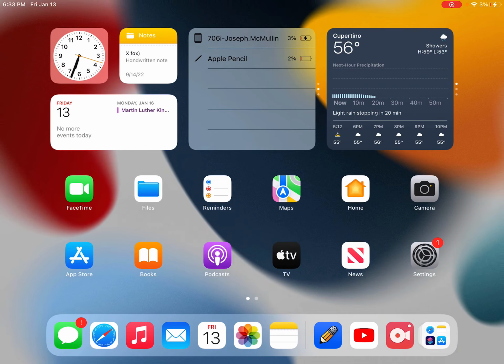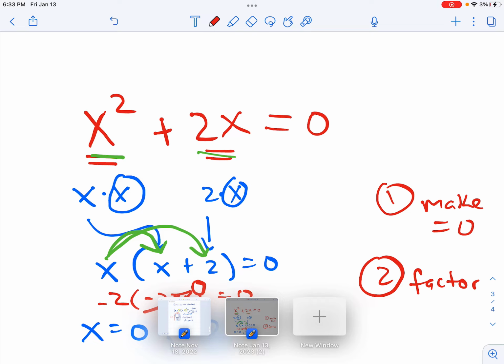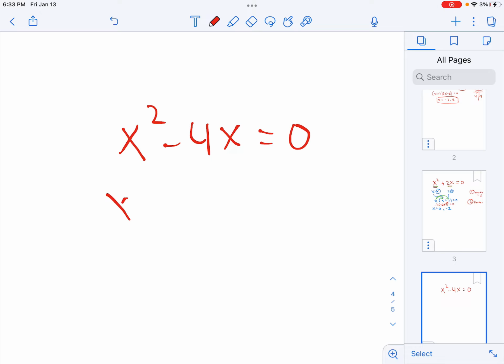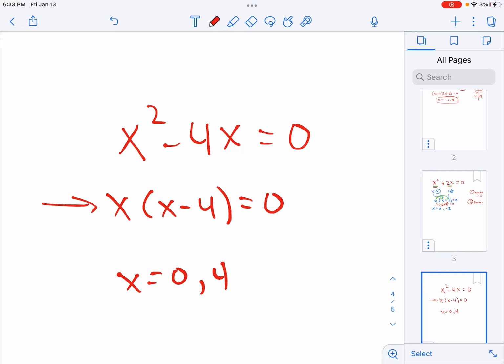Okay, let's give this one a try. Go ahead and do this one on your own. Let's do x squared minus 4x equals 0. Okay, you factor out x, so your two solutions are 0 and 4. At this stage, it's called solve by inspection. You can just look at it and say, oh yeah, the solutions are 0 and 4. Remember, the sign here is going to flip.